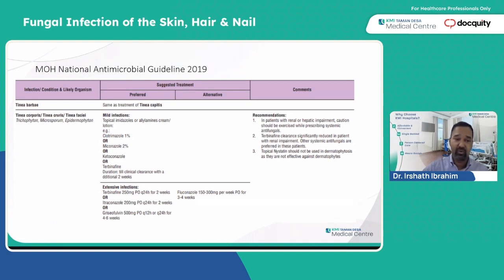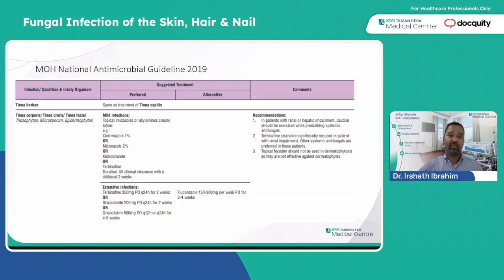Alternatively, fluconazole or griseofulvin also can be used. And while you're giving systemic treatment, you can continue the topical antifungal cream as well. It mentions to continue until clearance with an additional 2 weeks. So be cautious if the patient has renal or hepatic impairment. It's also mentioned that terbinafine clearance is significantly reduced in patients with renal impairment. And topical nystatin is not an option for dermatophytosis.